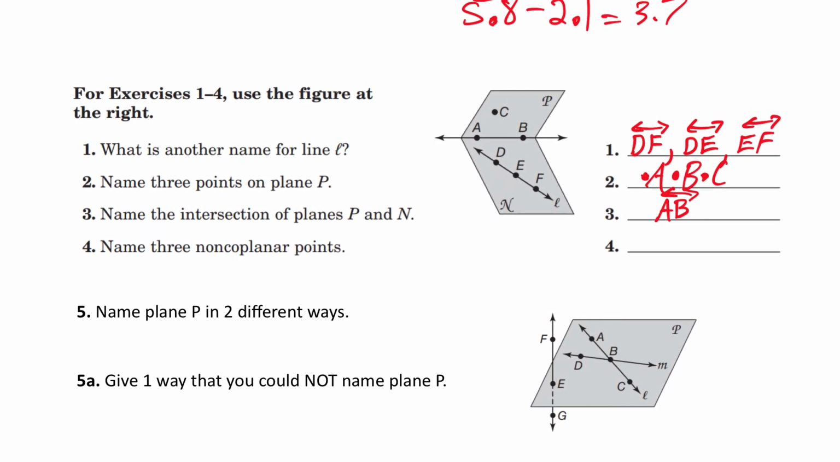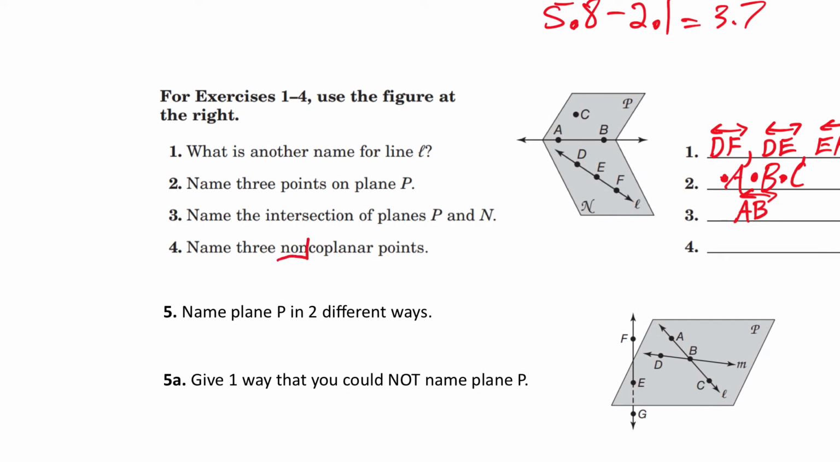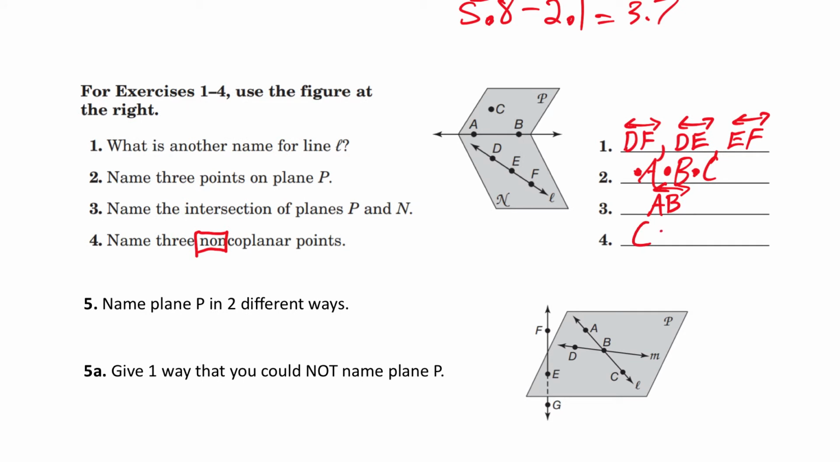Number 4, name 3 non-coplanar points. So non-coplanar. We want 3 points that are not on the same plane, not on the same flat surface. CEB would work. Point C, point E, and point B. You can see these 2 points are on the same plane, but C and E are not on the same plane with where B is, with what's drawn.